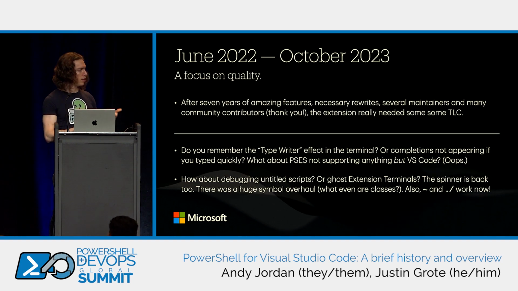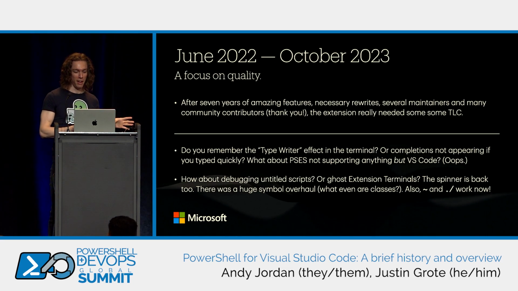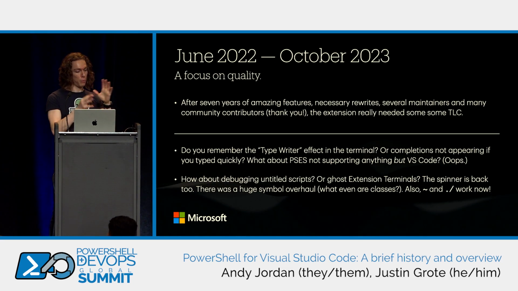We had a huge symbol overhaul, which was actually a collaborative feature with Frode Flatten. Is that his last name? Yeah, Frode. That was awesome. We now support classes, so if you have a class in your PowerShell code, we support that as proper symbols, and symbols are fast now.